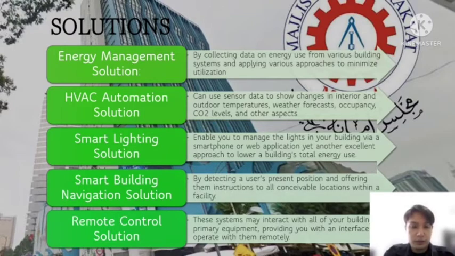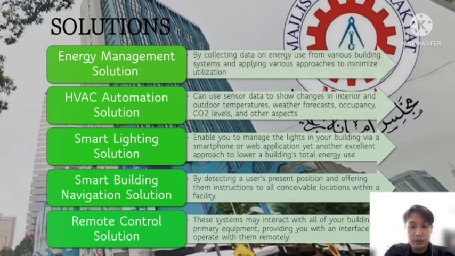So the second one is HVAC automation solution. HVAC is the system that uses the most energy in any structure. This is occupancy and temperature change. This results in an empty building with ventilation still running and AC running at full blast. HVAC automation is the ideal answer for such issues.